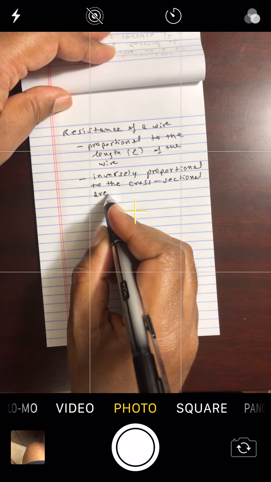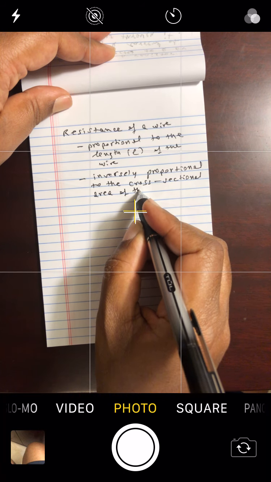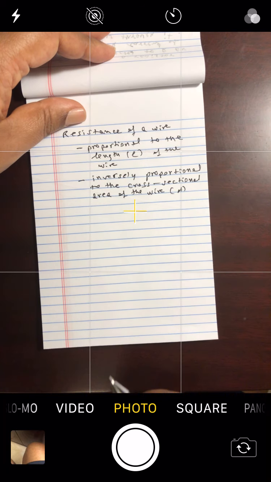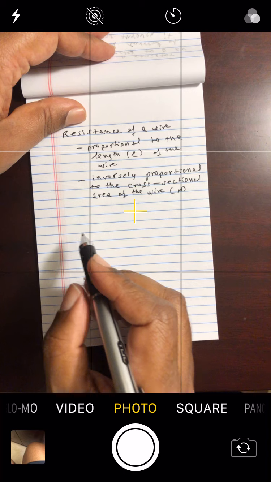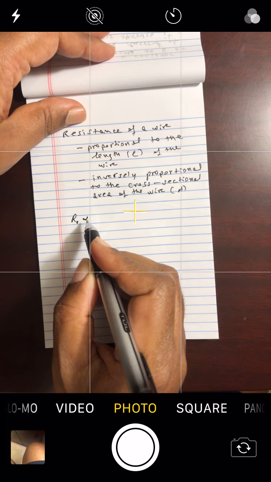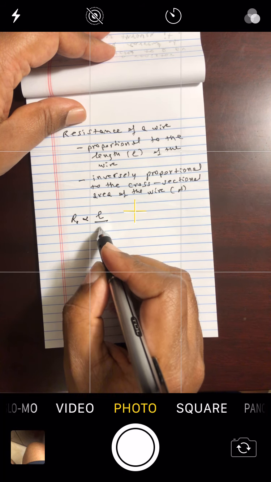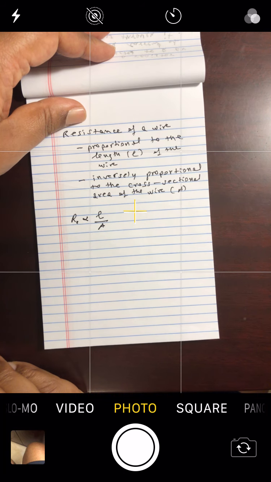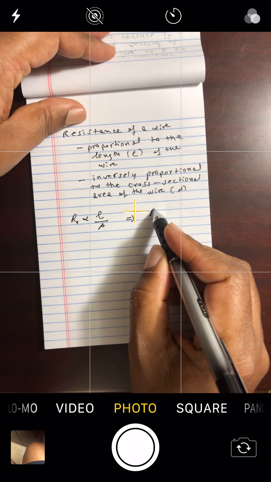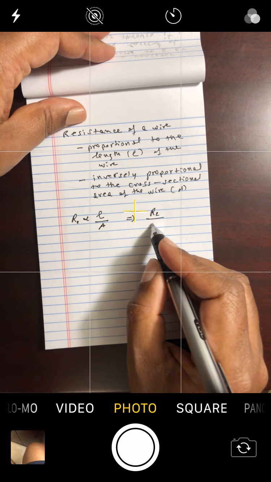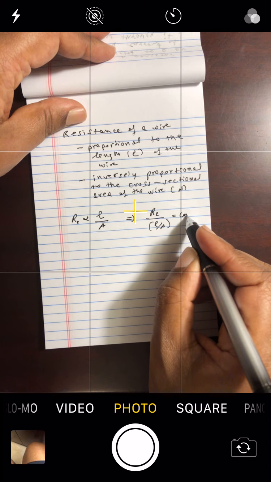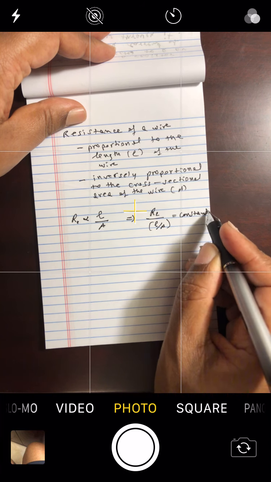Cross-sectional area of the wire. We're going to use A for cross-sectional area. So mathematically we're saying the resistance of the wire, let's say of length L, is proportional to the length and inversely proportional to the area. This means the ratio between the resistance of the wire and this expression, length divided by cross-sectional area, is a constant, but it doesn't change.